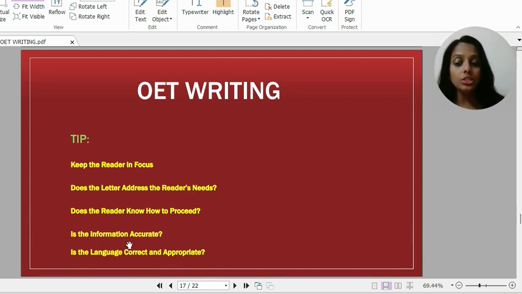Next, you need to check whether the information is accurate. Double check that all the facts in your letter align with the case notes. This includes verifying relationships, timelines, medical conditions, and other critical data. The last one: is the language correct and appropriate? You need to review your grammar and vocabulary to ensure that the information is presented accurately and professionally. Avoid errors that could confuse the reader or misrepresent the patient's situation.